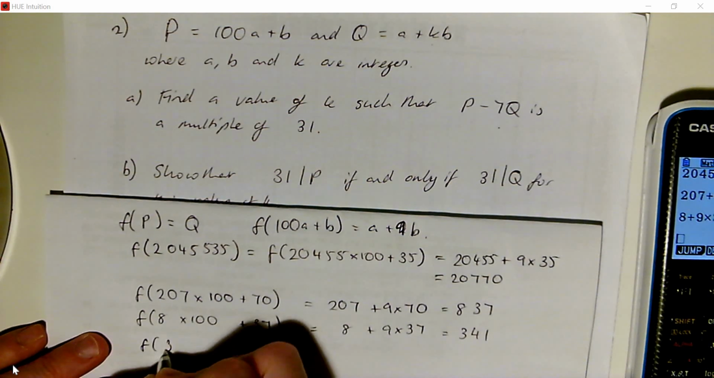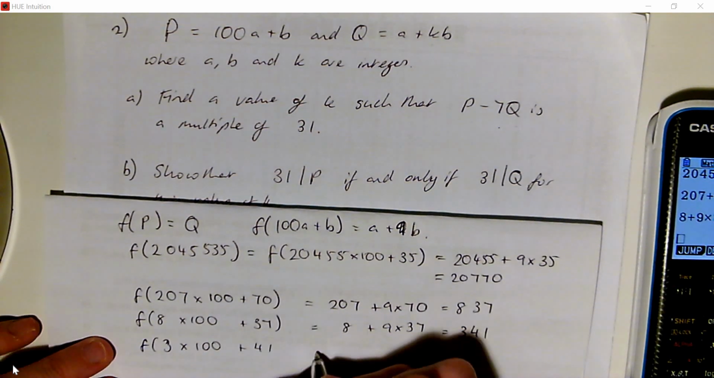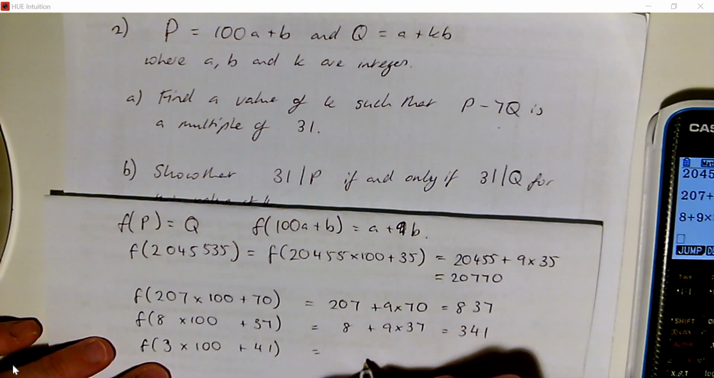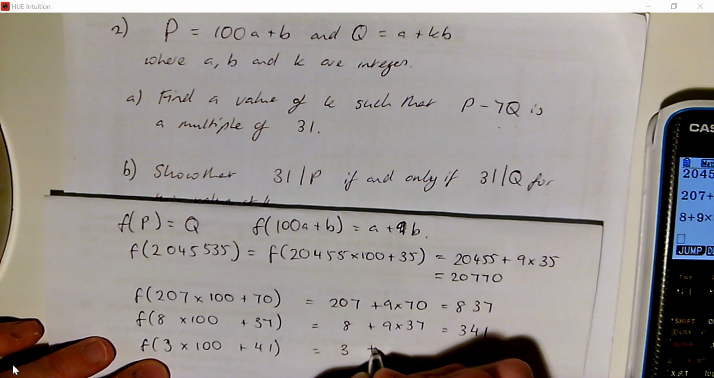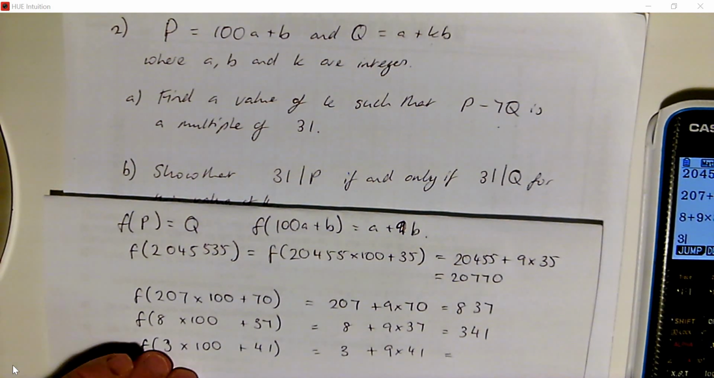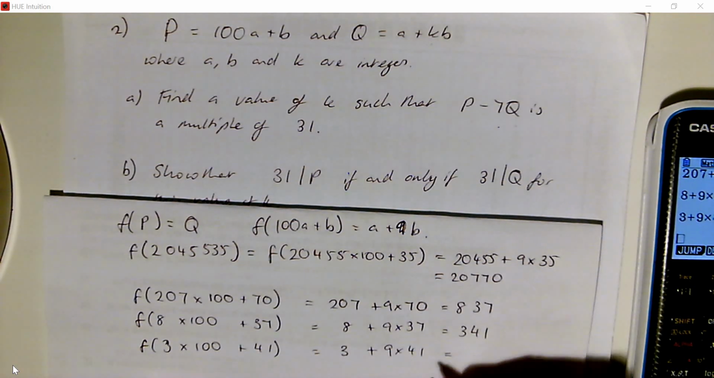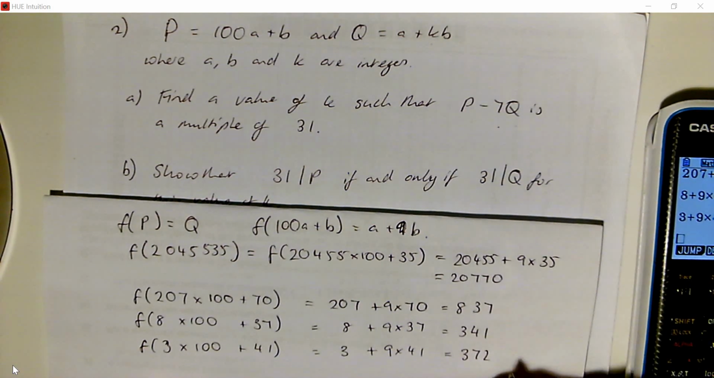So f of 3 times 100 plus 41. Hopefully this is still better. So that'll be 3 plus 9 times 41. Okay, so that gives 372. So that isn't any better.